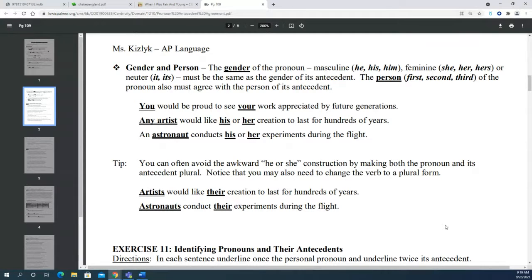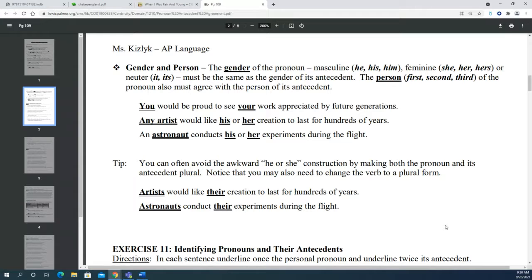You would be proud to see your work appreciated by future generations. So you and your are both second person. Any artist would like his or her creation to last for hundreds of years. Because any artist could be either male or female, that's why you have to break it up and use his or her in this case. You can't just say his, and you can't just say her, because the way they look at it now in modern language is, if you just use one pronoun and not both, you're sort of being sexist in your language. So you want to be careful of that.